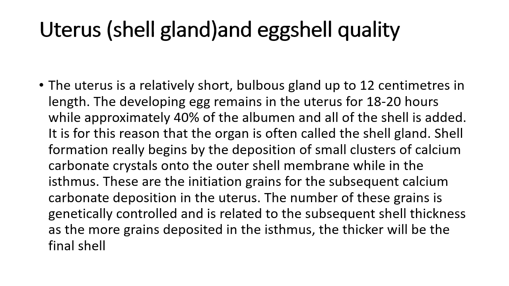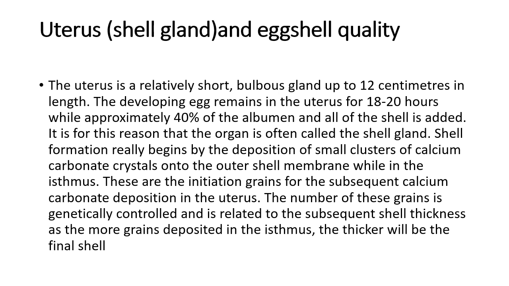The uterus or shell gland. The uterus is a relatively short and bulbous gland, up to 12 cm in length. The developing egg remains in the uterus for 18 to 20 hours, while approximately 40% of the albumin and all of the shell is added. It is for this reason that the organ is often called the shell gland.